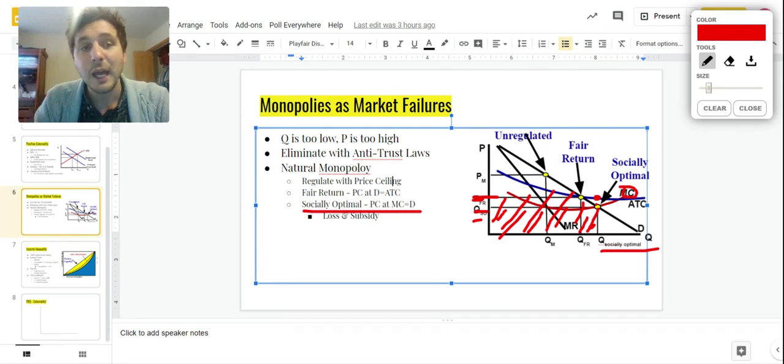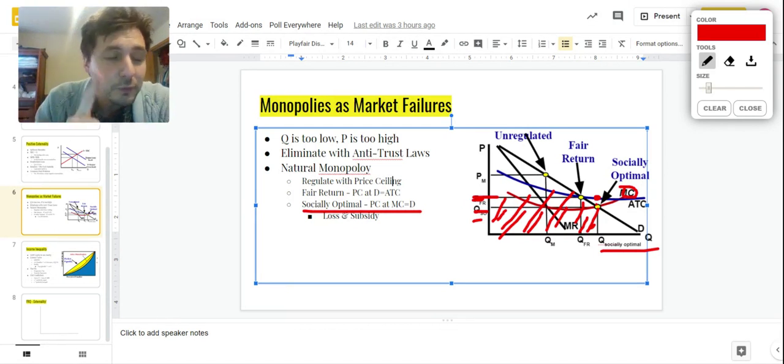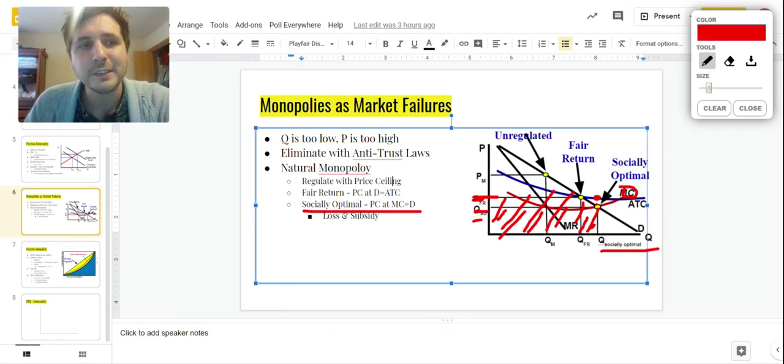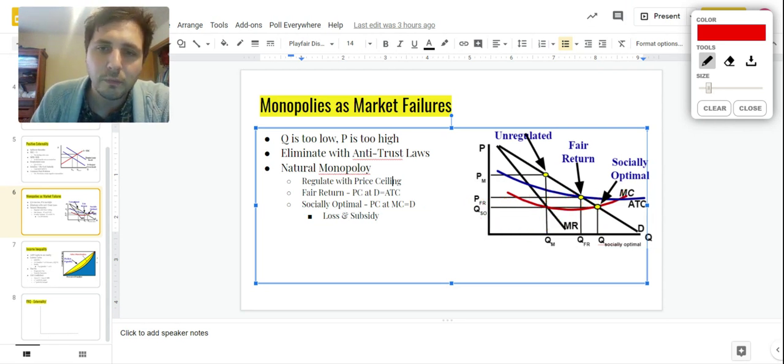And if I have a loss in a monopoly, there's nothing that's going to happen to make that loss go away. There are no firms that are going to leave the market. This is the only firm in the market. So the government has to step in and subsidize for all of time. That's not good. That's a lot of money the government has to pay just to get us to socially optimal quantity. So as a result, the big winner is going to be the fair return price ceiling, which will give us zero economic profit. That's monopoly as a market failure. I hope you enjoyed it.